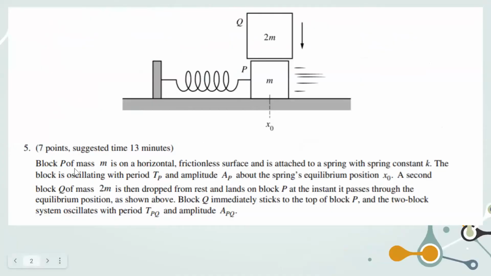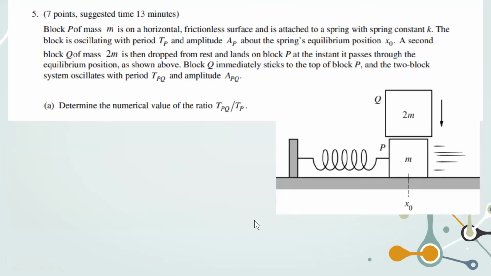5. Block P of mass M is on a horizontal frictionless surface and is attached to a spring with spring constant K. The block is oscillating with period Tp and amplitude AP about the spring's equilibrium position x0. The second block Q of mass 2m is then dropped from rest and lands on block P at the instant it passes through the equilibrium position, as shown above. Block Q immediately sticks to the top of block P, and the two-block system oscillates with period TPQ and amplitude APQ. Part A. Determine the numerical value of the ratio TPQ over TP.